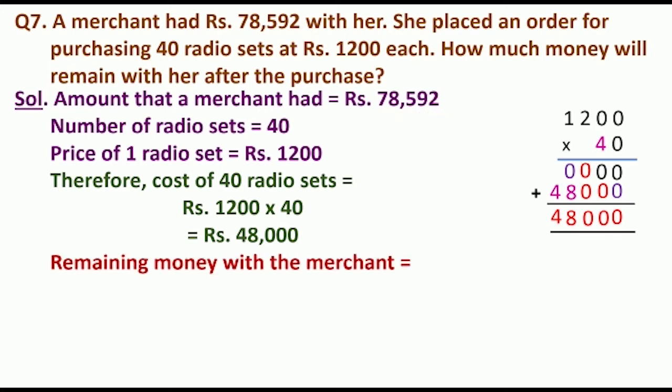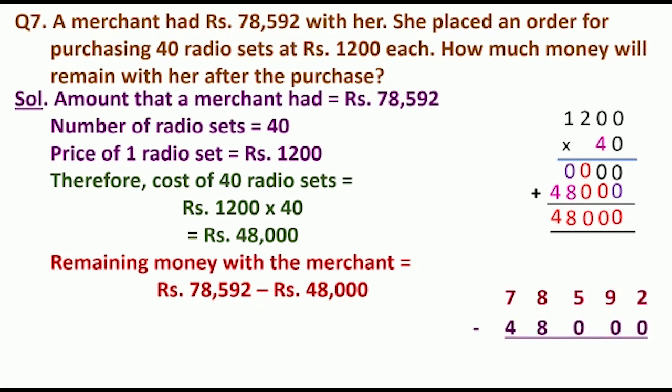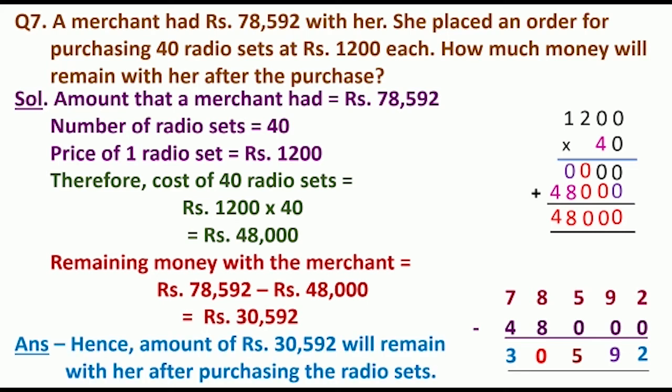78,592. Okay, so remaining money with the merchant will be equal to rupees 78,592 minus 48,000. Okay, now let's see how to subtract it. 2 minus 0 will be 2, 9 minus 0 will be 9, 5 minus 0 will be 5, 8 minus 8 will be 0, then 7 minus 4 will be 3. So after subtracting we are getting here 30,592 rupees. Okay, so hence amount of rupees 30,592 will remain with her after purchasing the radio sets.